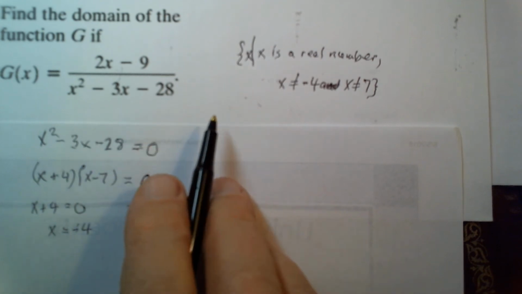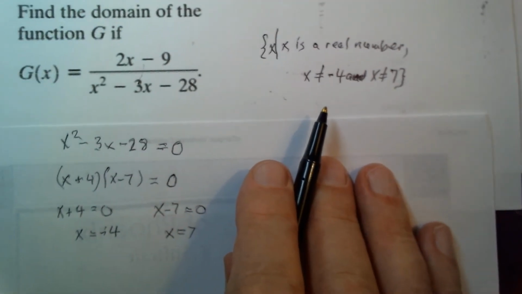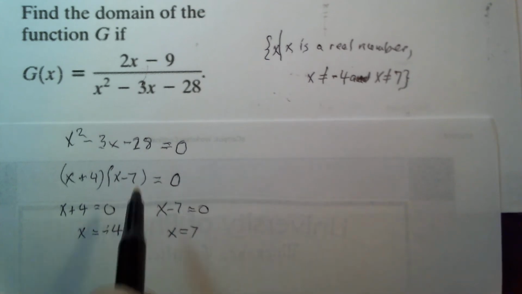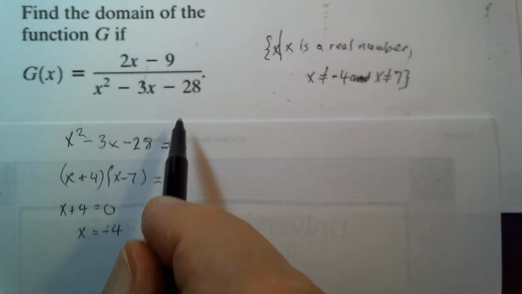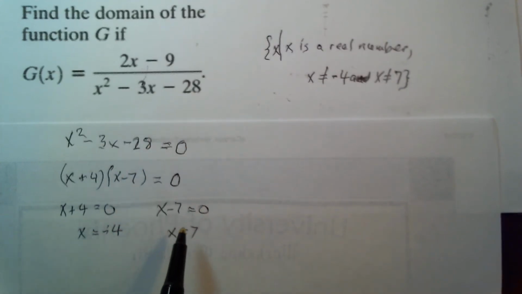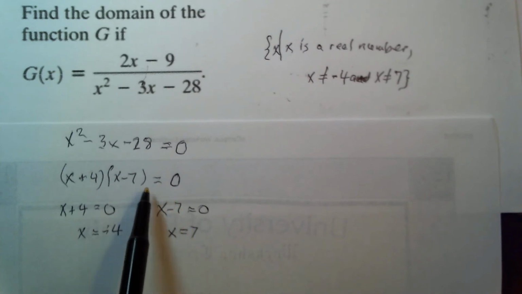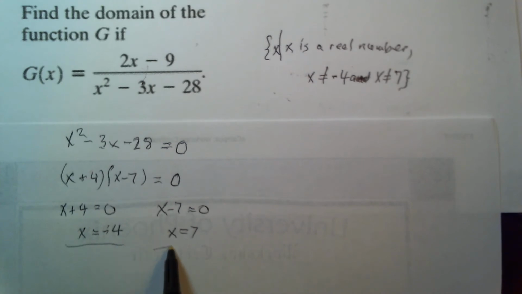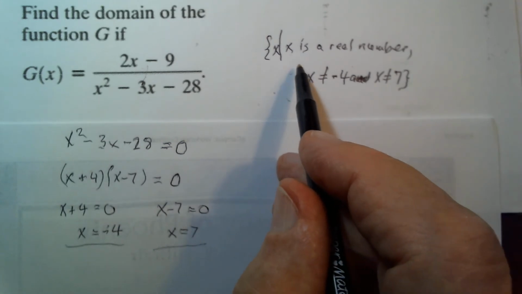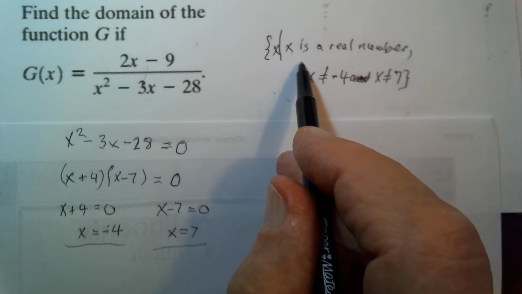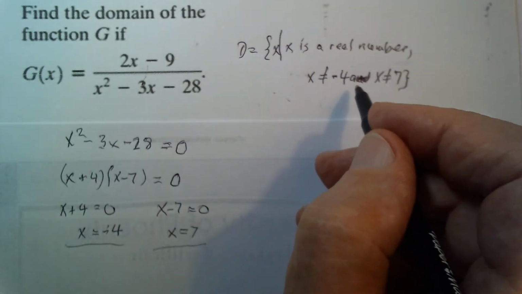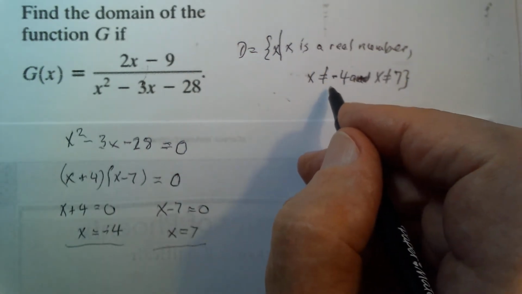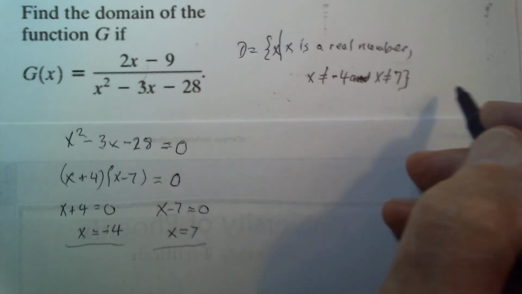So I hope that thought pattern made sense, that this function is defined for all values for which the denominator is non-zero. So again, what we do is to find out for which value it is equal to 0, we set the denominator equal to 0, we solve for x, we find two values that would cause the denominator to be 0. So those are the values that have to be excluded from the domain. So the domain equals the set of all x, such that x is a real number and x is not equal to -4 and x is not equal to 7.